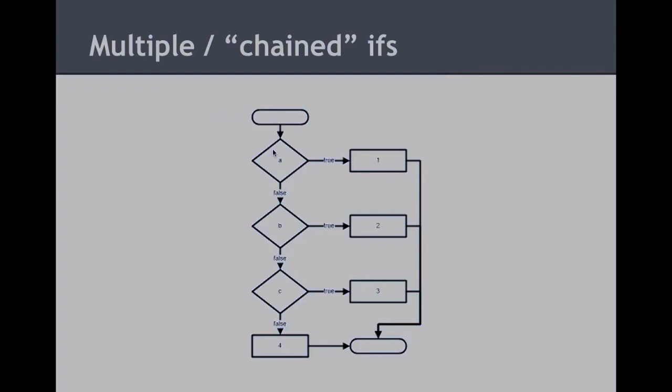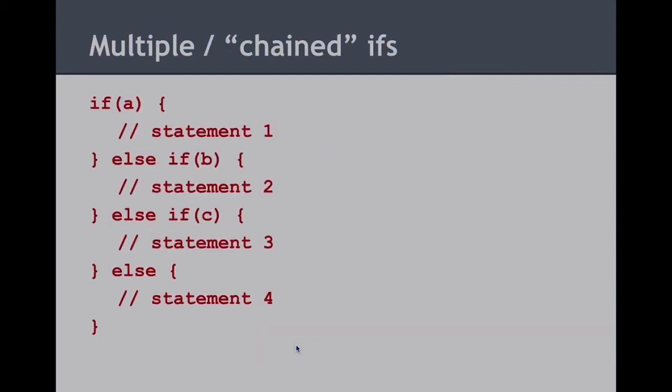So in this structure, we flow in, we see if A is true, and if it is, statement 1 would be executed. On the other hand, if A was false, then we would go and evaluate the second if statement, and if that's true, then statement 2 would execute. But if both A and B were false, we'd evaluate C, and if that's true, statement 3 would execute. And if it turned out that all 3 of A, B, and C were false, then statement 4, which is roughly our default condition, would execute. So here's what this looks like in code.